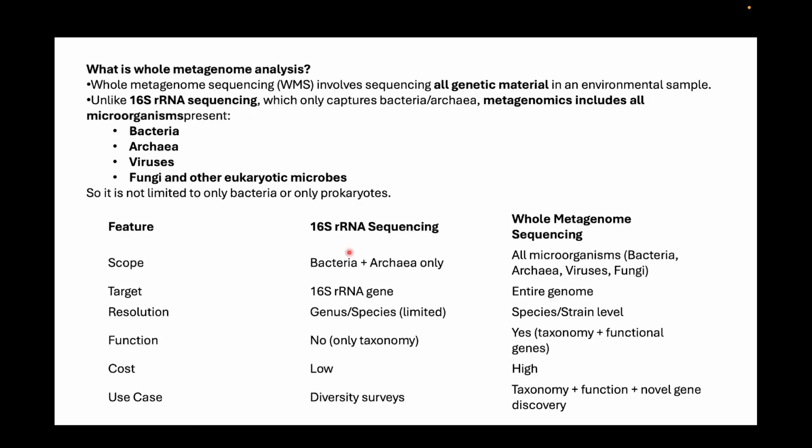So what is the scope of 16S rRNA? If you compare the scope, it covers bacteria and archaea only, while in whole metagenome sequencing, it is all microorganisms: bacteria, archaea, virus, fungi. Now the target of sequencing is the 16S rRNA gene in 16S rRNA sequencing, while in whole metagenome sequencing, the entire genome is sequenced.